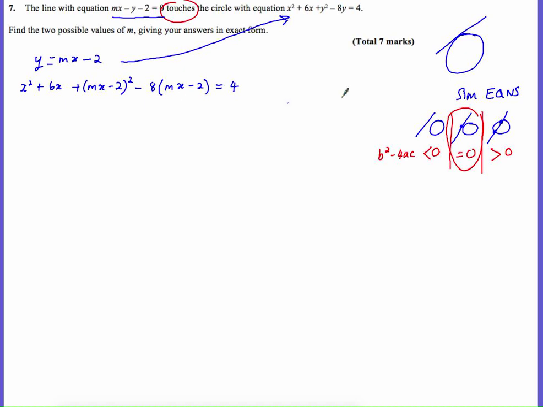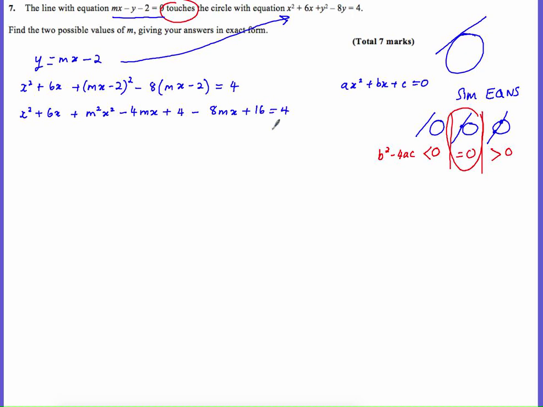We need to get it into the form ax squared plus bx plus c equals 0 before we can decide anything about the discriminant. So we've got to expand it all, and it gets a bit messy, but you're all good enough to do this. You're going to get m squared x squared minus 4mx, twice, plus 4 on the end, minus 8mx plus 16 equals 4.